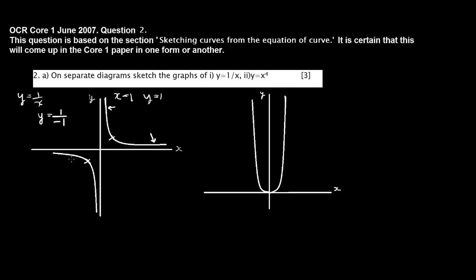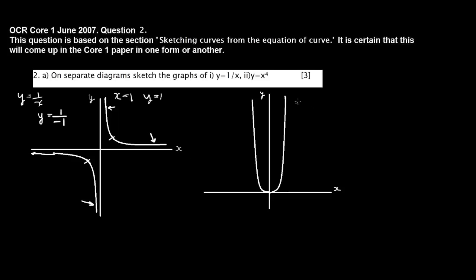As x becomes more and more negative, along here, it approaches y equals 0, the x-axis, but never touches it. So it's asymptotic there, it's asymptotic here. It never actually touches the y-axis. So that's a sketch of y equals 1 over x.